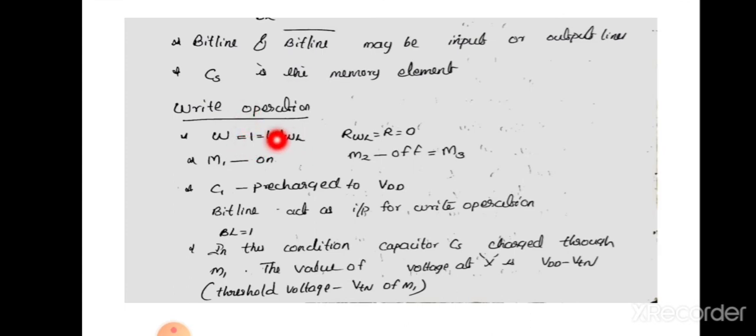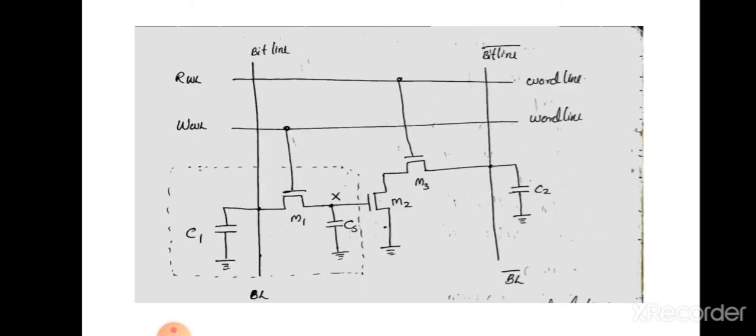So let us see W, first of all, W equal to 1, or WWL, that is a word line for write. Whenever write operation takes place, we have to keep the word line corresponding to read line, RWL, equal to 0. In that case, whenever word line is equal to 1, this M1 will be on. What will happen to this M3? Read line is equal to 0, and that 0 is connected to the gate of this NMOS transistor. So this will be off because it is 0.